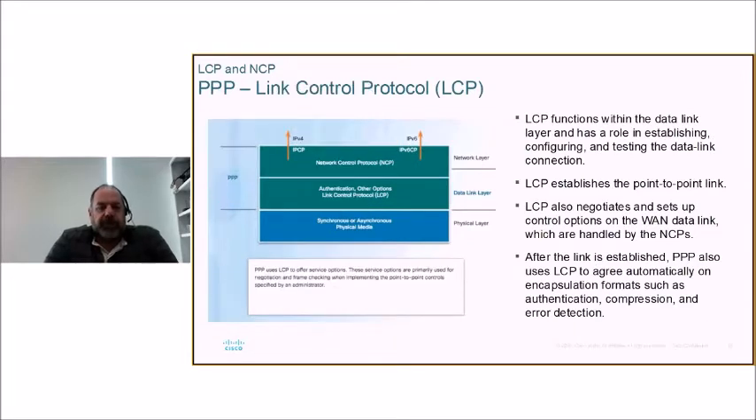So the link control protocol is the bottom half of PPP. It functions within the data link layer and has a role in establishing, configuring, and testing data link connections. It establishes that point-to-point link. It also negotiates and sets up control options on the WAN data link, which are handled by the NCPs. After the link is established, PPP also uses LCP to agree automatically on the encapsulation formats such as authentication, compression, and error detection.